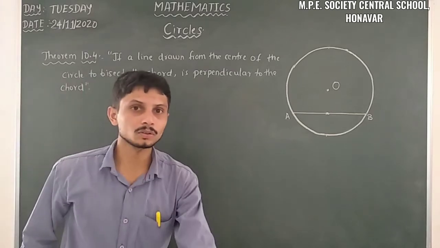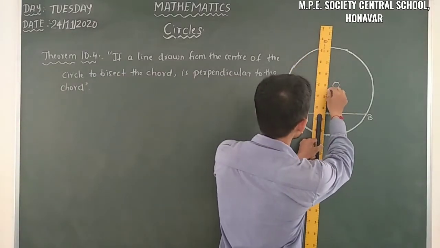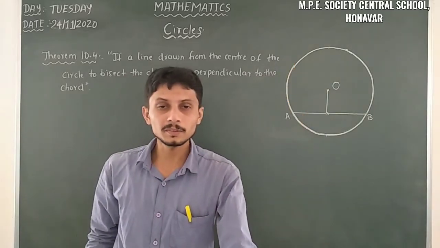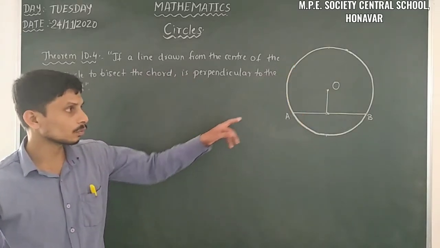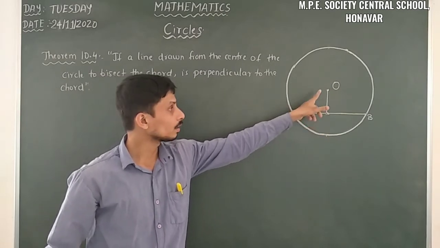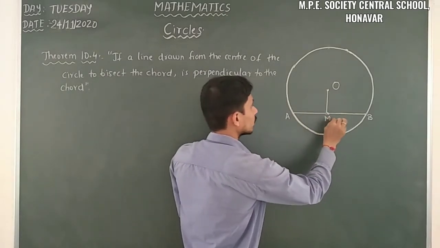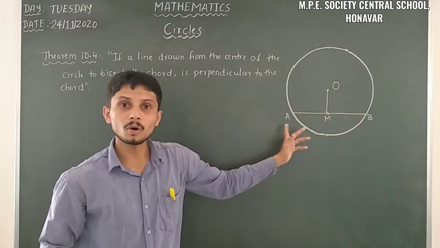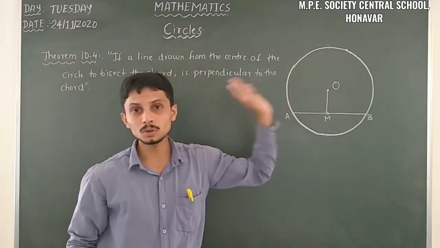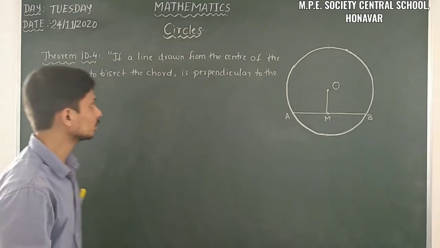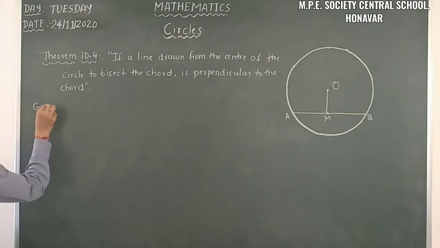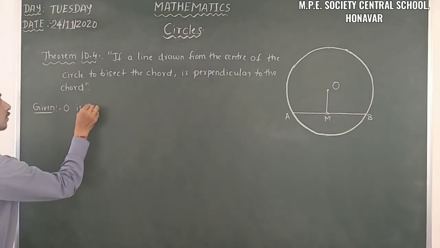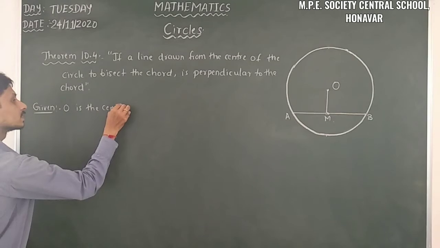So we have to draw a line here. Firstly we have to write the given things. What are the given things here? O is the center of the circle, and OM is a line touching the point M on AB such that AM is equal to MB. So that is the given. So given: O is the center of the circle.